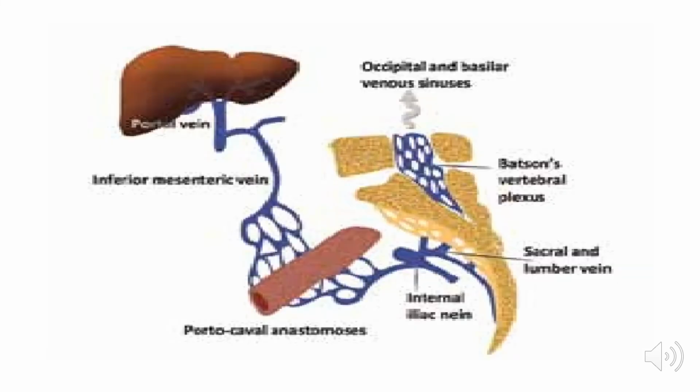Shown in this picture are the Batson's vertebral plexuses. These veins are valveless. That's why it's easy for the eggs of Schistosoma mansoni and Schistosoma haematobium to be transported from the site where they are laid by the female adult worms towards the spinal cord and cause spinal schistosomiasis.